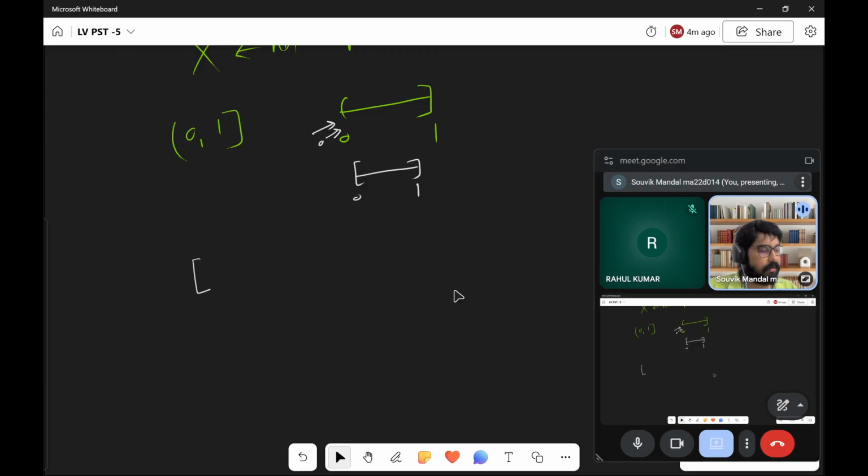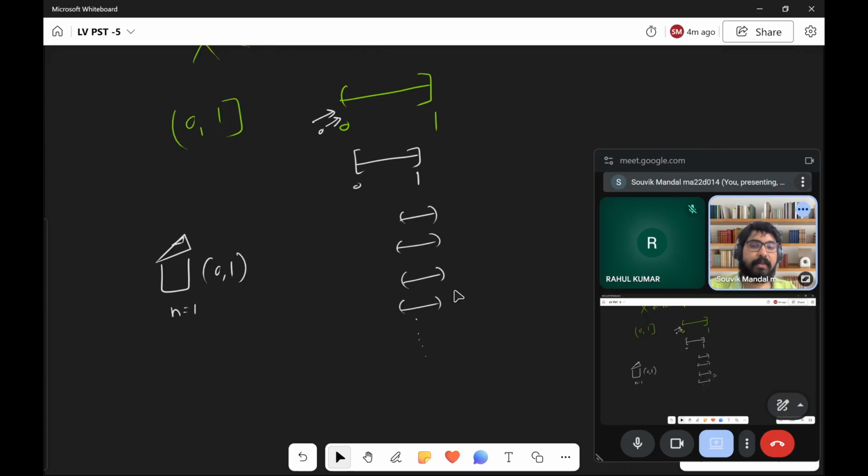For example, take the open interval 0, 1. Its disjoint union looks like this. So there are infinitely many copies of the open interval 0, 1.